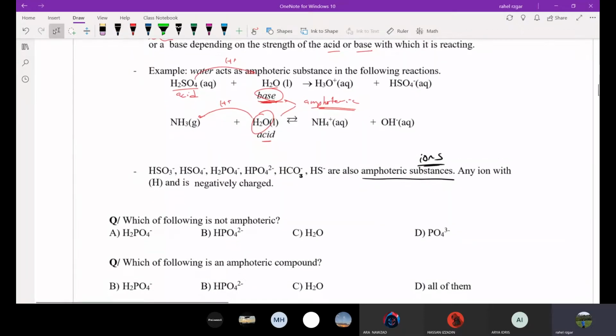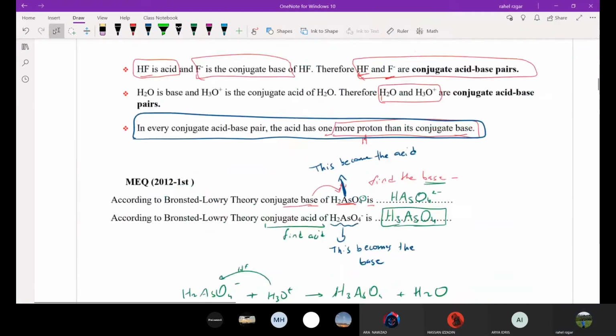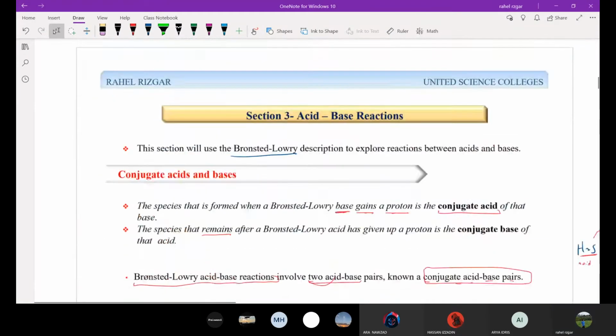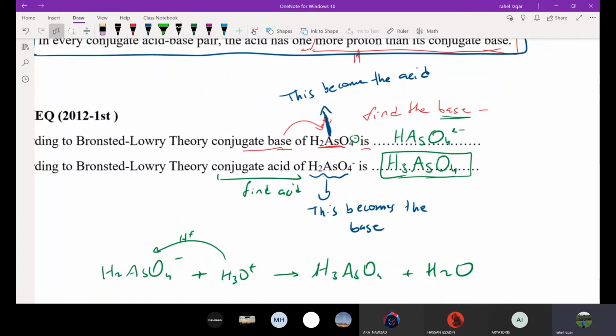Then why are they amphoteric? If you remember, we solved the question like this. Look at HSO4. It contains hydrogen and a negative charge. If it contains a hydrogen like this one, then it can donate a proton. It can act as an acid. But it also has a negative charge, so it can accept a proton as well. That's why it can also act as a base.